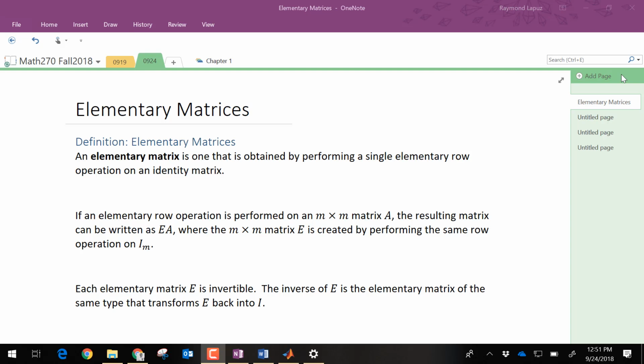So that's the part that I want to show you using Matlab or some computer program, so that you can do these matrix multiplications really quickly. And then each elementary matrix E is invertible. We talked about inverses already. The inverse of an elementary matrix is maybe not exactly the same as that matrix, but it's of the same type. So again, three types of row operations, so three types of elementary matrices.